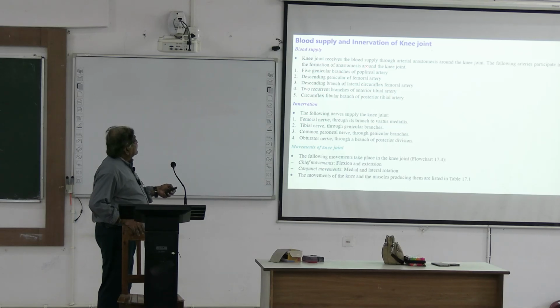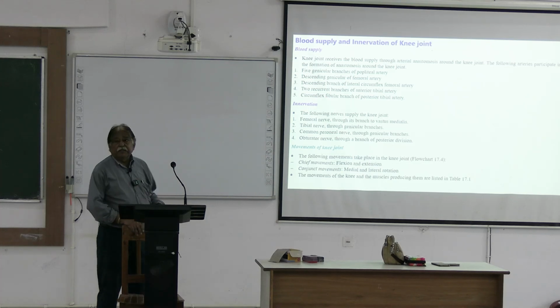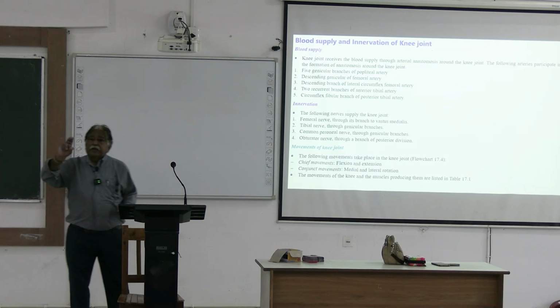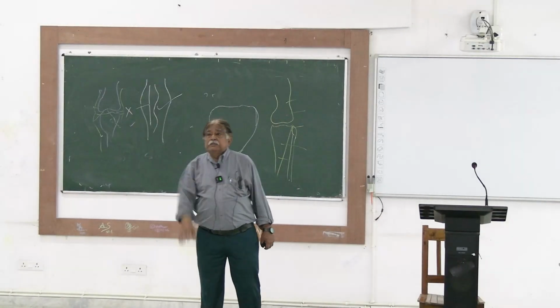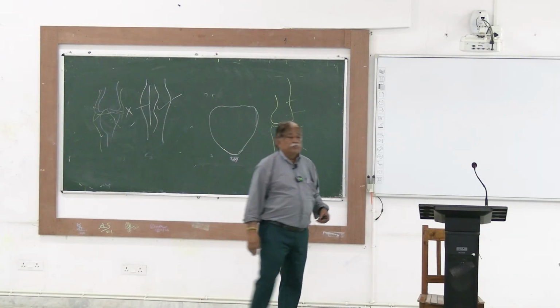The anastomosis around the knee joint is formed by five genicular branches of the popliteal artery, the descending genicular branch of the femoral artery, the descending branch of the lateral circumflex artery, two recurrent branches of the anterior tibial artery, and the circumflex fibular branch of the posterior tibial artery. This can be a 10-mark question: illustrate the blood supply of the knee joint.